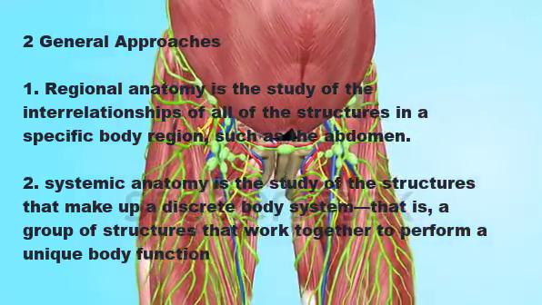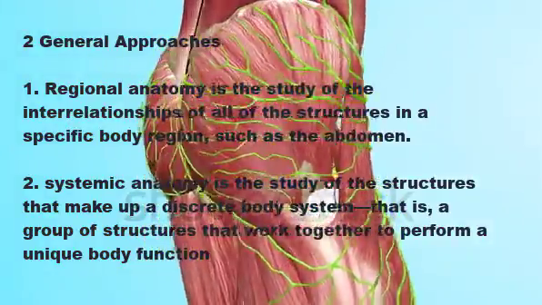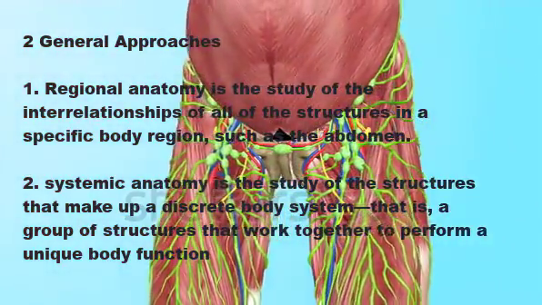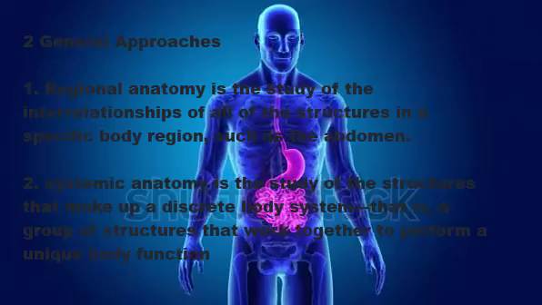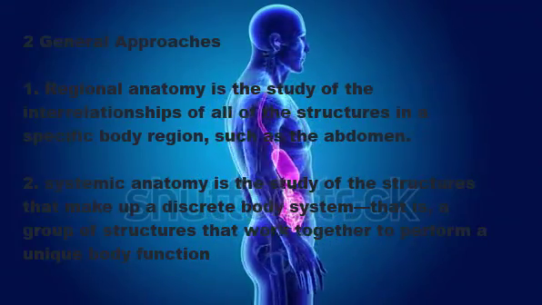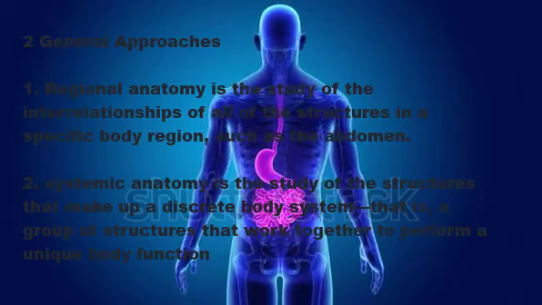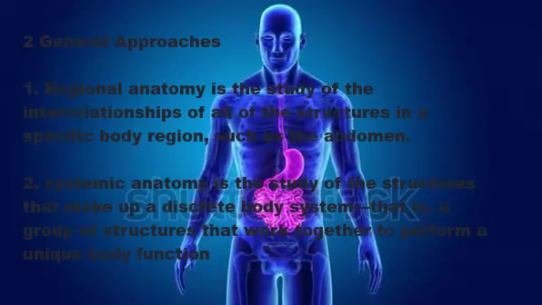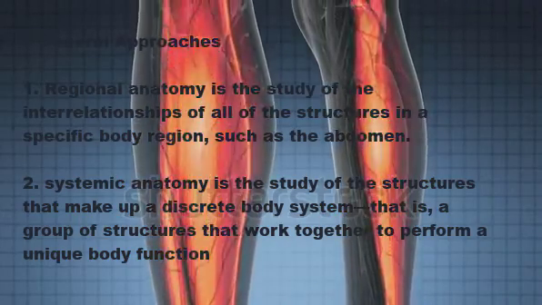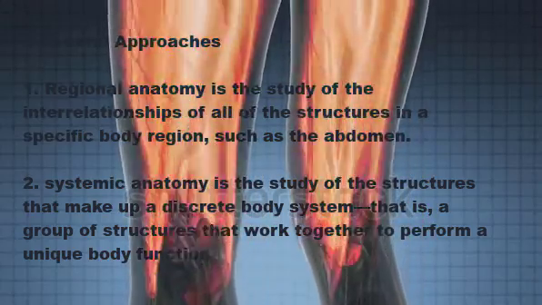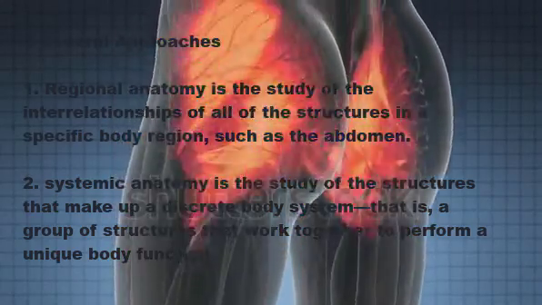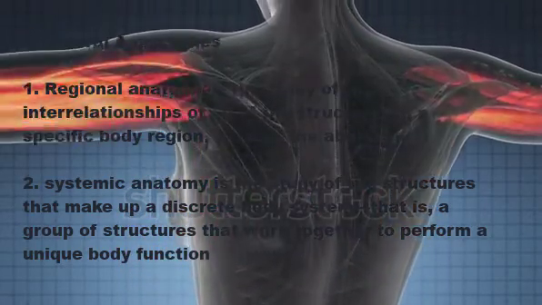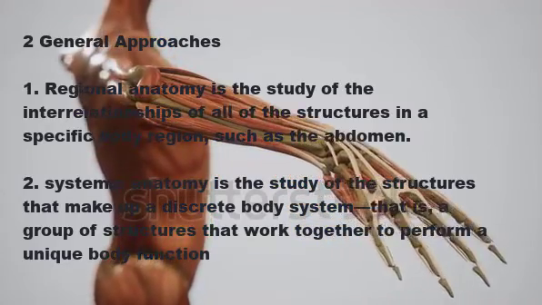Anatomists take two general approaches to the study of the body's structures. Number one is regional and the other one is systemic. Regional anatomy is the study of the interrelationships of all the structures in a specific body region, such as the abdomen. Studying regional anatomy helps us appreciate the interrelationships of the body structures, such as how muscles, nerves, blood vessels, and other structures work together to serve a particular body region.